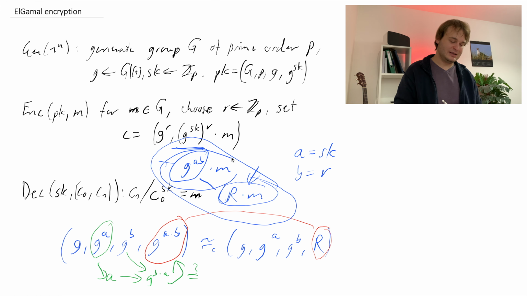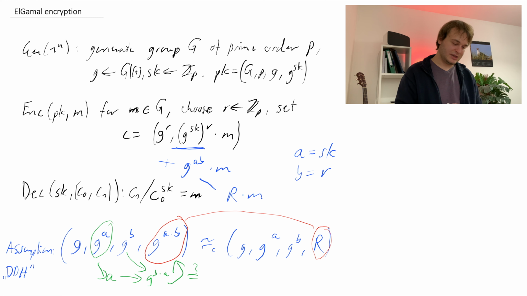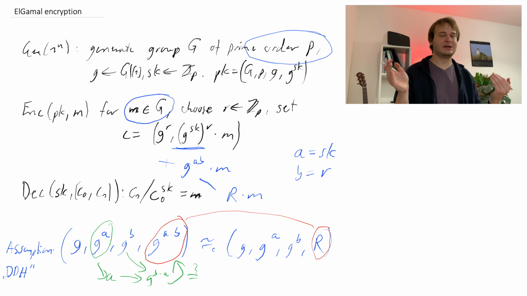So that's it for ElGamal encryption, where we have this nice thing that messages are not just 0 or 1, they can be any arbitrary group element. And if we have a prime order group where the discrete logarithm is hard, then this prime order is pretty big. So we have a lot of group elements that we can encrypt.